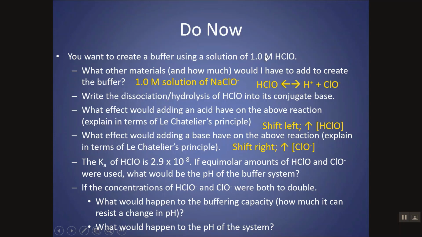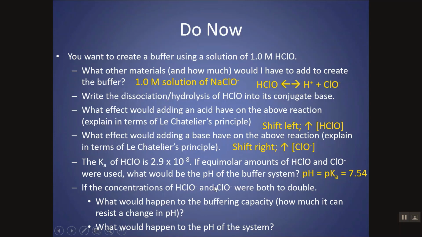If I give you the Ka for this system, I can plug into that Henderson-Hasselbalch equation. So if equal molar amounts, meaning equal concentrations, equal molarities of the acid and conjugate base were used, what would be the pH? Well, the log of this ratio would just end up being 0, because these would be equal to each other, and the pH would equal the pKa, which would be 7.54, just taking the negative log of this number.